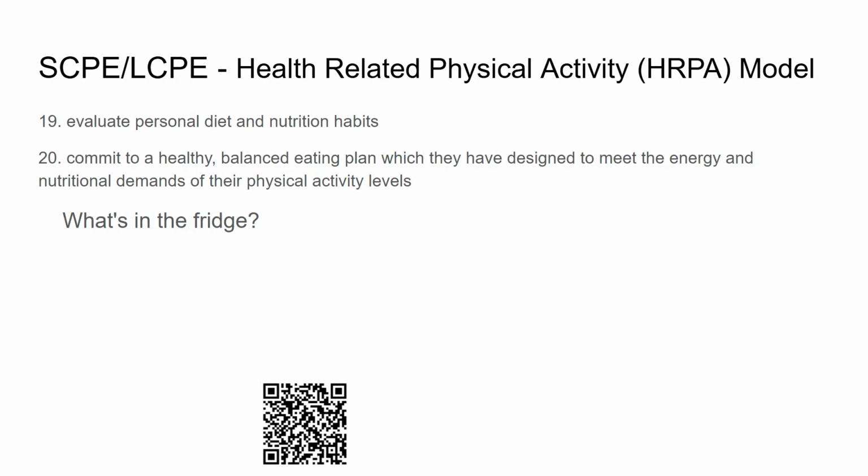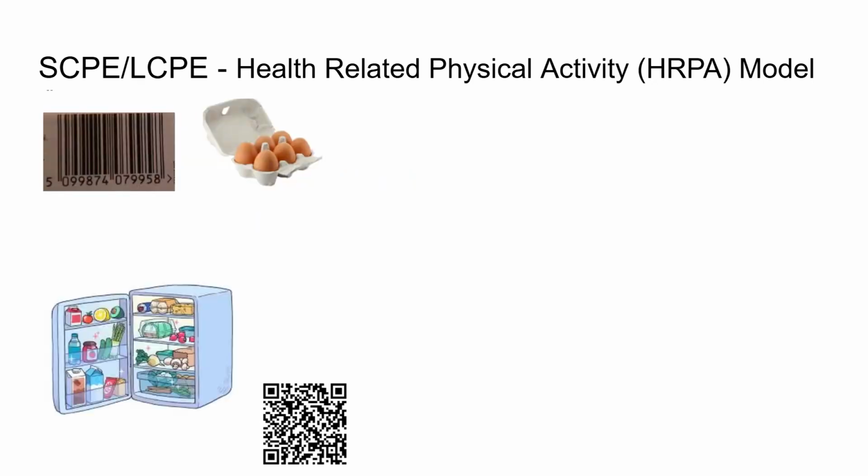So this is an activity that I do a lot with my Leaving Cert PE, but also with my senior cycle in the last couple of years. And it's called What's in the Fridge. So the idea is we set up our fictitious fridge in the center of the PE hall. And in the middle of the PE hall are several laminated cutouts of different foodstuffs with the barcodes.